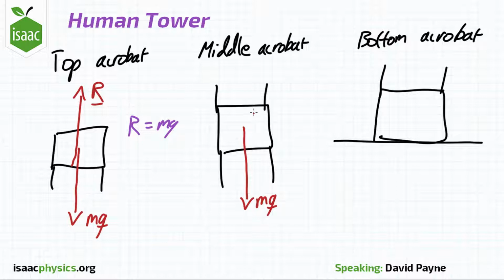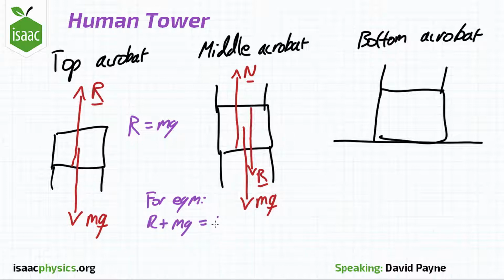There are three forces acting on him: his weight, mg, the reaction force from the top acrobat, which is equal and opposite to the one we worked out in the last part of the question, and the reaction force from the bottom acrobat, N. For this acrobat to be in equilibrium, the resultant force acting on them has to be 0. Therefore, we can write down that R plus mg equals N, since the downwards acting forces must balance out with the upwards acting force. Therefore, N equals 2mg.